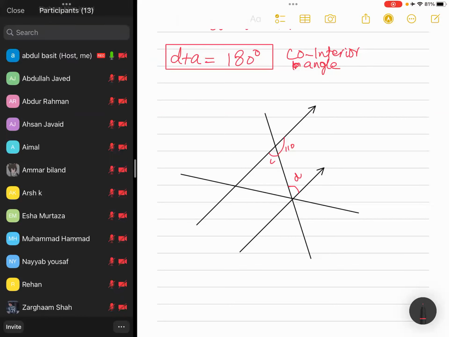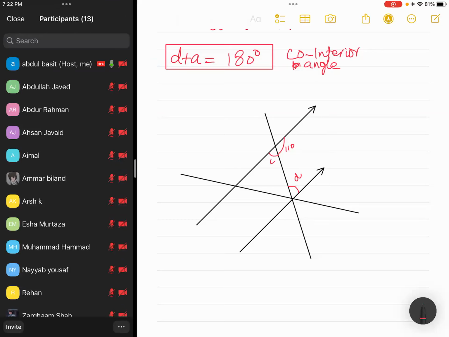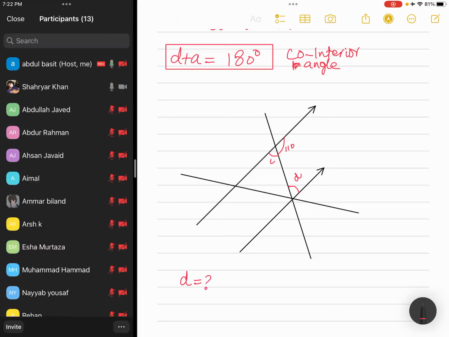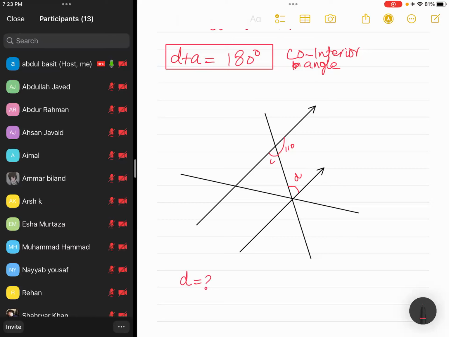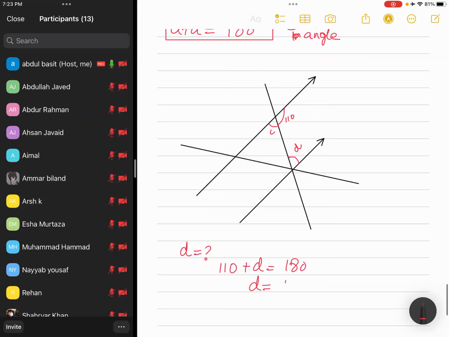Okay everybody, what is the amount of angle D? 70 degrees. Yes, because angle D is equal to 70 degrees. The mathematical reason is that 110 plus D is equal to 180 degrees, co-interior angles of parallel lines. We want to find out D, so 180 minus 110. So D is equal to 70 degrees.